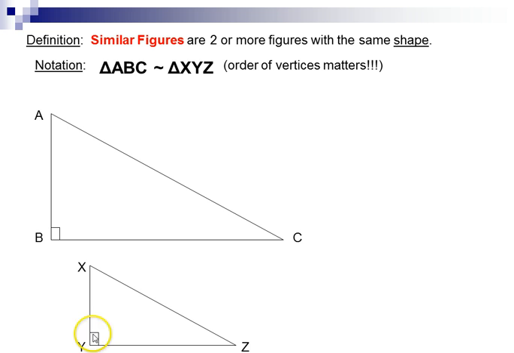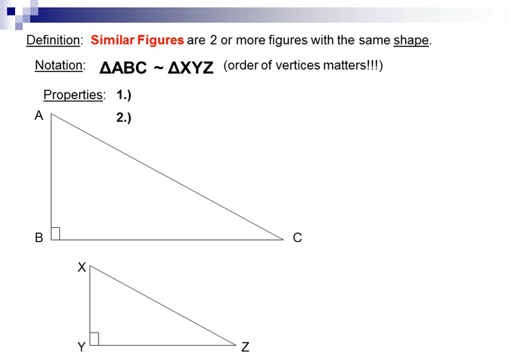So B corresponds to Y, and that is seen in the similarity statement here. And then lastly, Z corresponds to C. If we enlarge this triangle here, Z would line up with C. So those are what we call corresponding. They're in the same position of two different or similar figures.